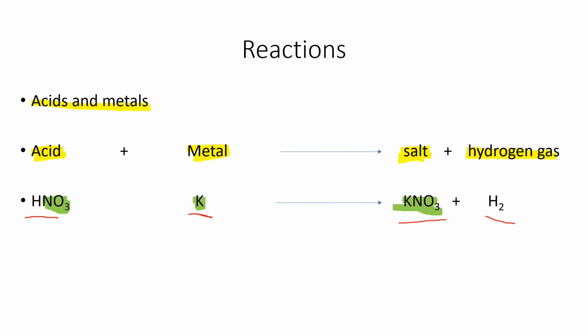If you use a different acid and a different metal, you would get a different salt. If you used HCl and sodium hydroxide, well, then you'd make NaCl for that. Your salt is always just going to be dependent upon which exact acid and which exact metal you use. But one thing you're always going to make is that hydrogen gas. So whenever you react an acid with a metal, your two products will always be a salt and hydrogen gas.